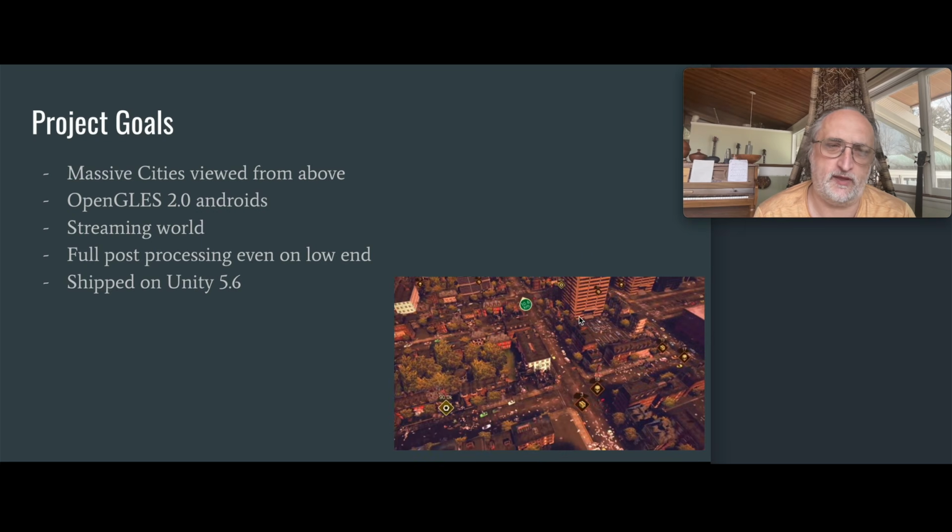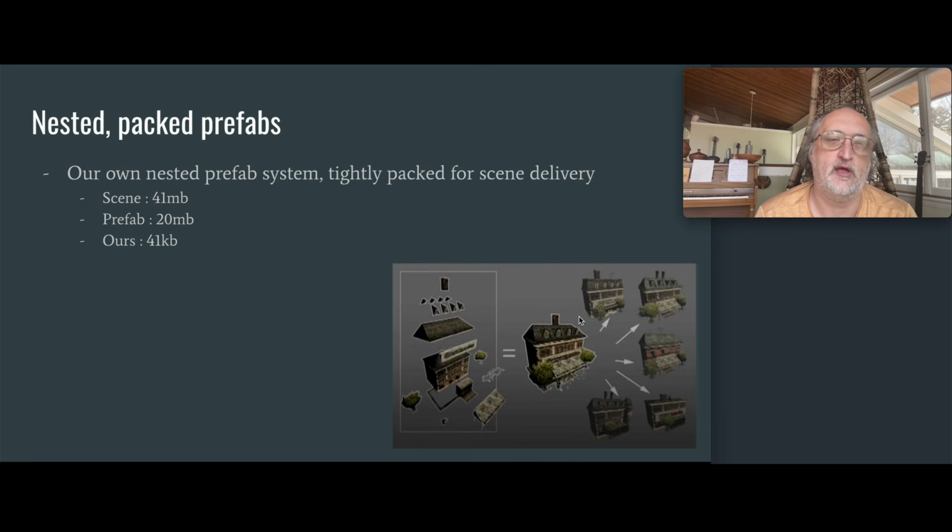And so this was a thing where we had massive cities built out of lots of little parts. It was a streaming world. We wanted full post-processing running even on the low-end mobile phones that we were working on, and it shipped in Unity 5.6. And to do this, we ended up building a lot of our own systems. Like we had this randomizing prefab system that was nested, and we used this basically to generate all our levels and then stored them in a custom format.